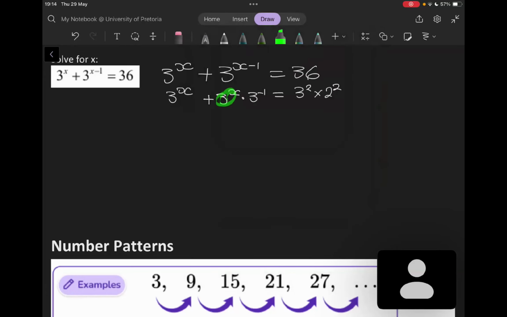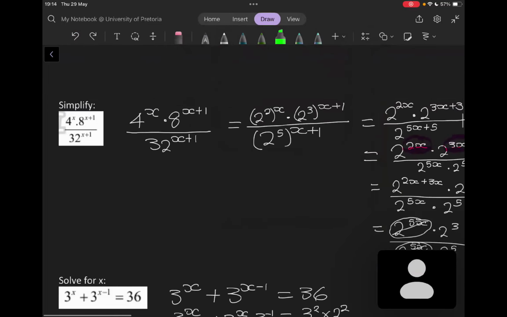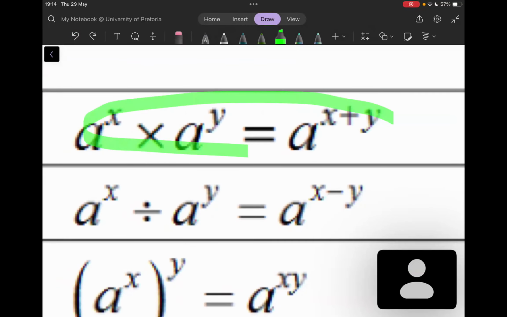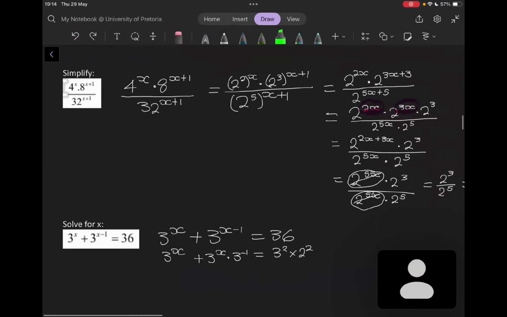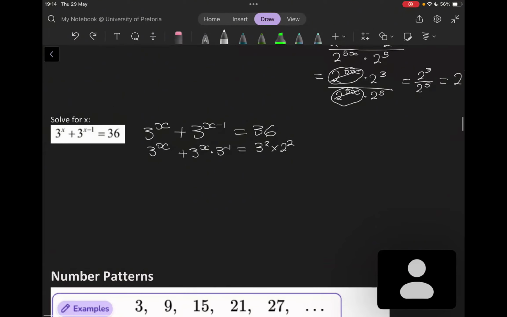Sir, why are we multiplying 3 to the power of x by 3 to the power of negative 1? Because you've just broken this down. Yeah, we've just broken this down, and this is the multiplication of a power rule or multiplication rule over there. Are you seeing it? Yes, sir. All right. Cool. I'm going to continue on.